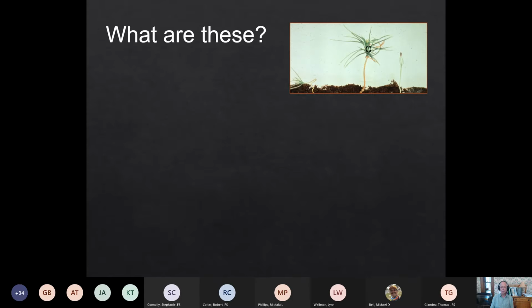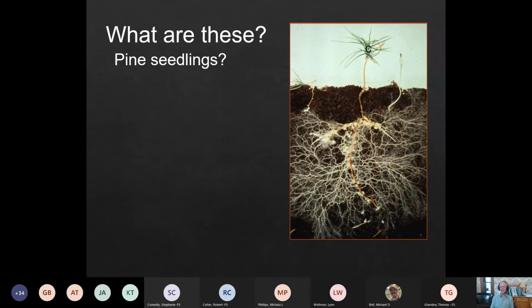So first off, what are these? If I were in the room with you, you could all say, well, that's a pine seedling, right? Yeah, it's a pine seedling, and then I'd say, yeah, but, and the yeah, but is this. And this is what's going on below ground, right? And that's the key. So this is the mycorrhizal relationship between the seedling and a mycorrhizal fungus.